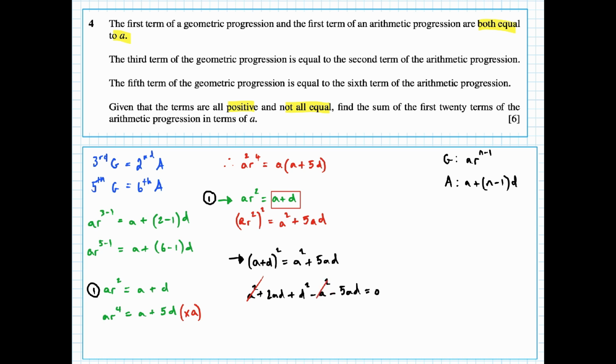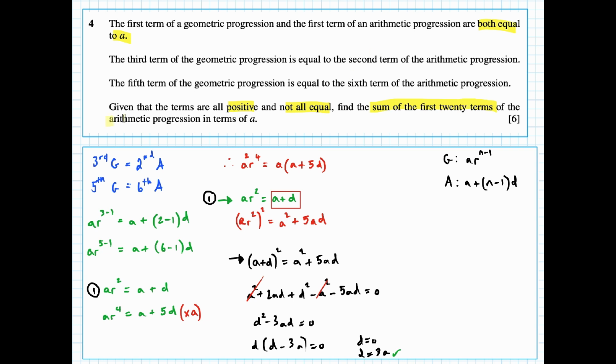You can cancel out your a squares there. Once you've multiplied everything out, you'll end up with d squared minus 3ad is equal to 0. Again, factor out your d. So d is 0 and d is also equal to 3a. So d equals 3a. And we're doing this in terms of a anyway, so now I think we can get to the final part and find the sum for the 20 terms.